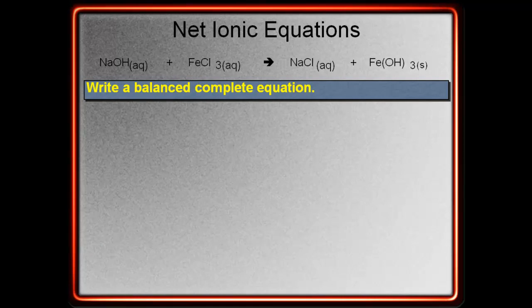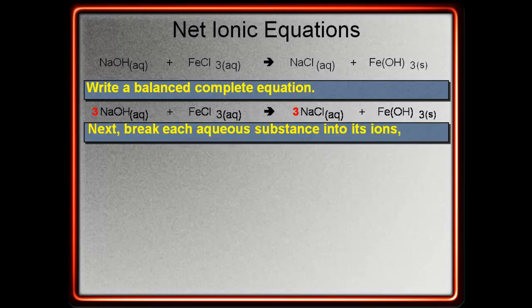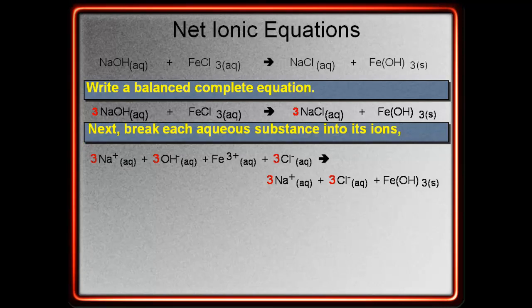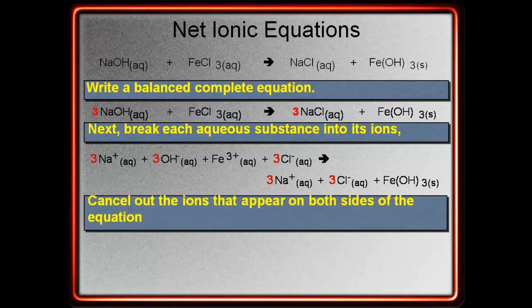Now we want to balance this equation. So we go through, we need to add a 3 in front of our sodium hydroxide in the reactants, and we need to add a 3 in front of our sodium chloride in the products. Now we're balanced. Once we're balanced, we're going to take anything that has an AQ in parentheses after it and break it up into its ions. So doing that, you'll notice everything breaks up except for that iron 3 hydroxide in the products. That is a solid, so it stays as a compound.